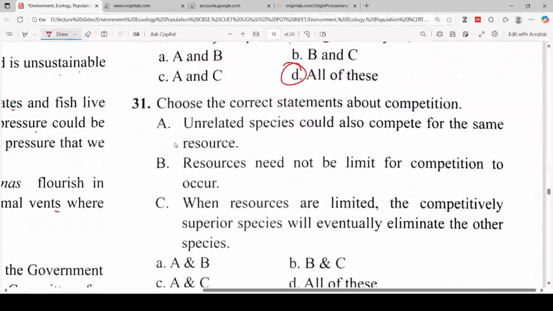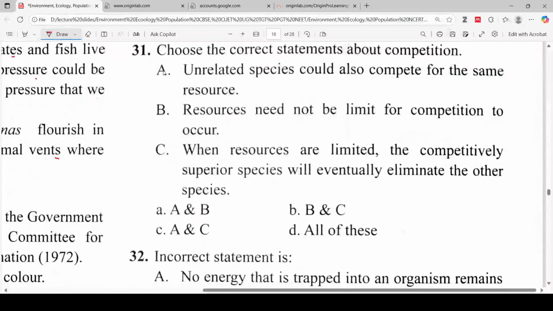Next question. Choose the correct statement about competition. Option A. Unrelated species could also compete for the same resource. Resource need not be limited for competition to occur. When resources are limited, the competitively superior species will eventually eliminate the other species. So resource need not be limited for competition to occur.